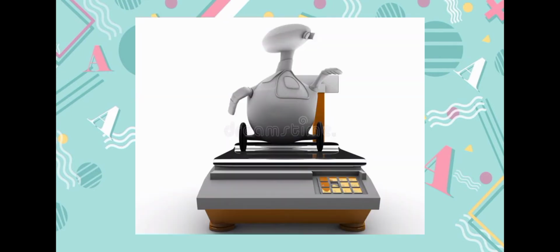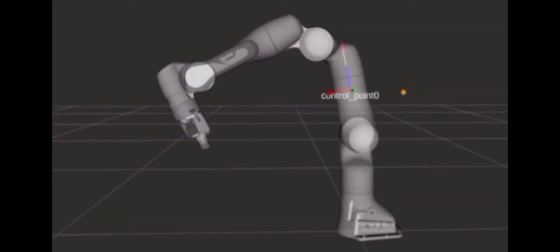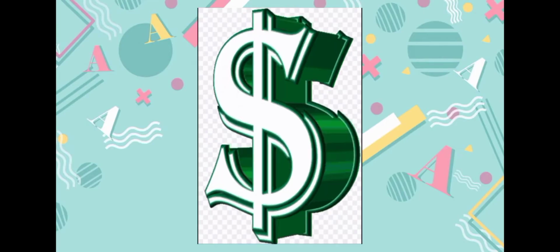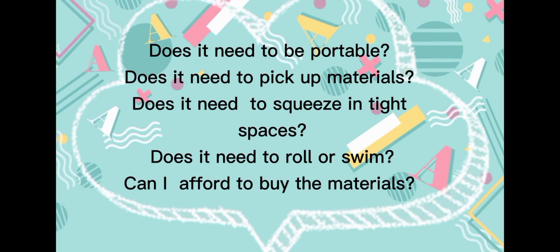When selecting materials in robot construction, consider the following details: weight, movement, flexibility, and even price. This would mean asking questions like, does the robot need to be portable? Does it need to pick up materials? Does it need to squeeze in tight spaces? Does it need to roll or swim? Or even ask yourself, can I afford to buy the materials for my build? These are things to be considered before choosing the materials you need in your build.